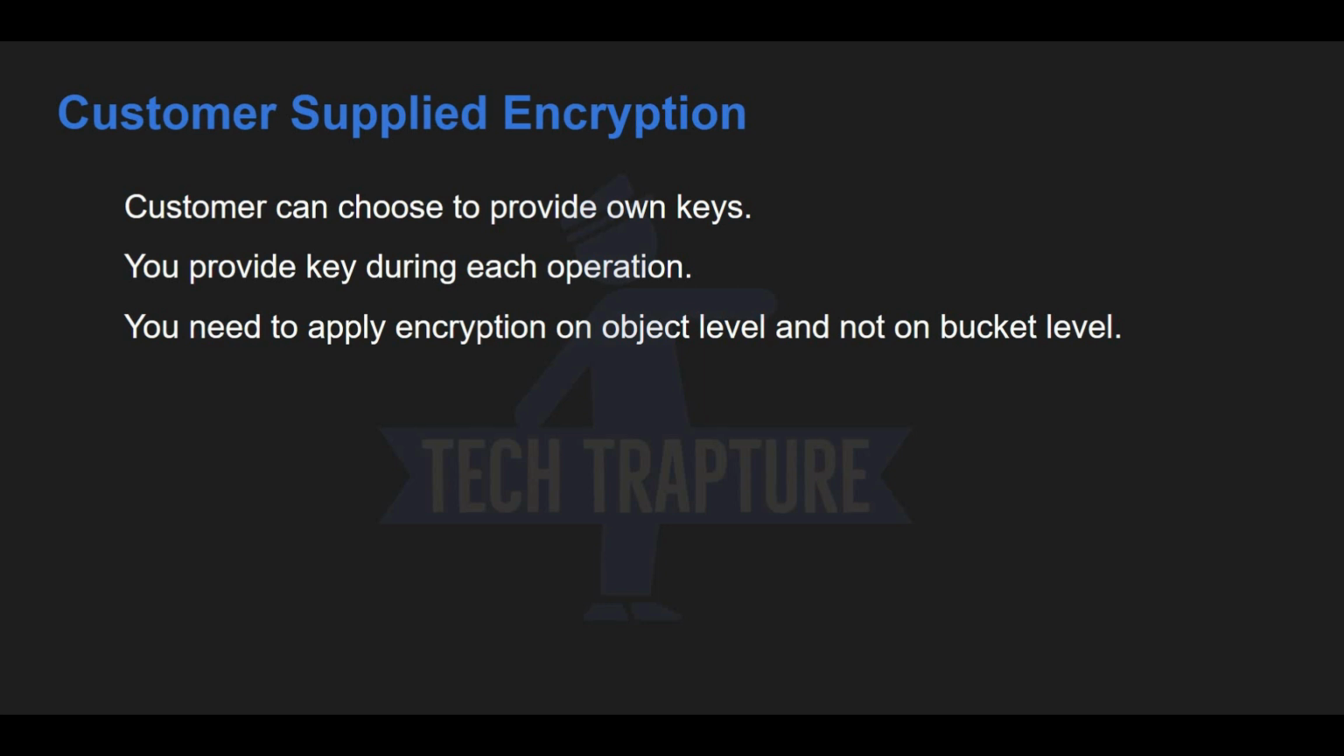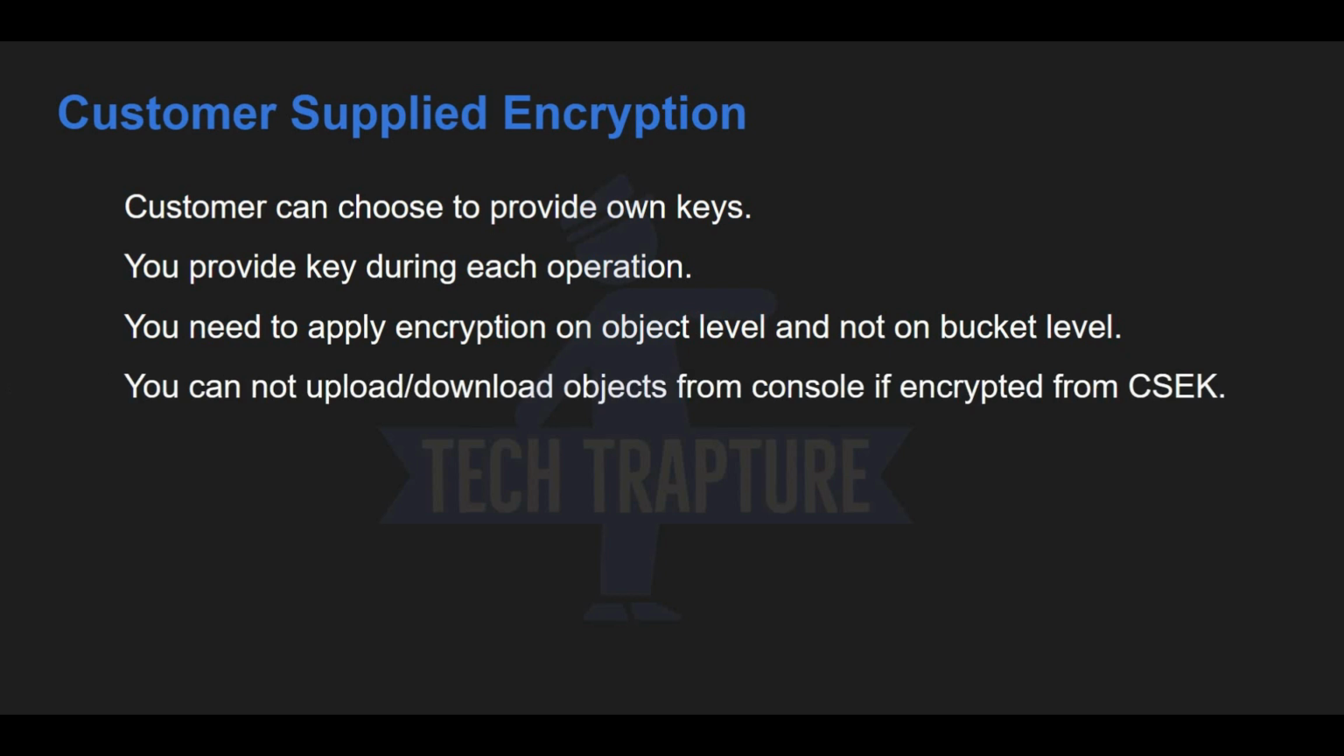So we need to apply encryption on object level and not on a bucket level. So when we were looking at customer managed encryption key, we applied default encryption on a bucket level, but that is not the case for customer supplied encryption. We have to apply this encryption on object level. So we can only use a gsutil command to upload or download objects. We cannot use the cloud console to upload an object when we want to encrypt it using a customer supplied encryption key.